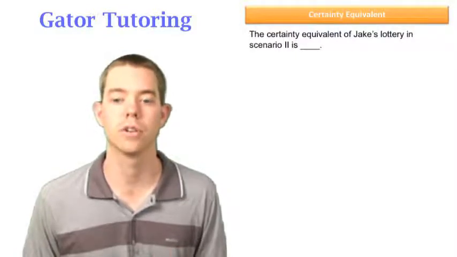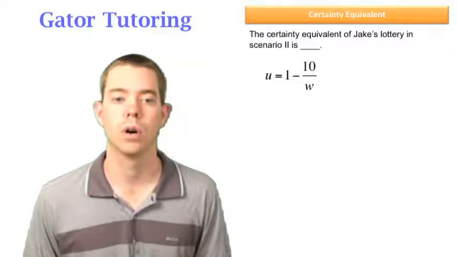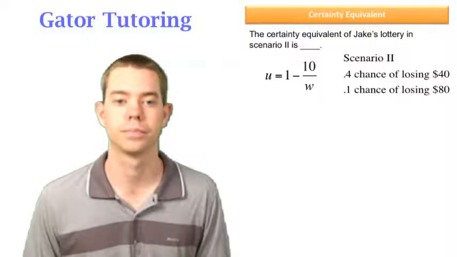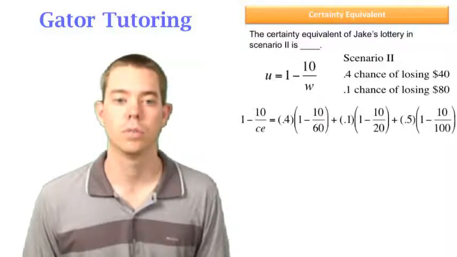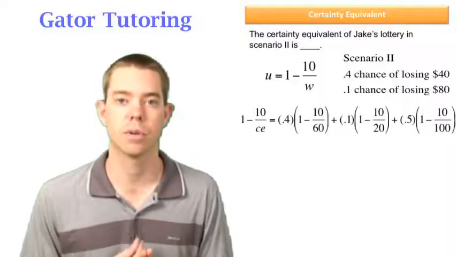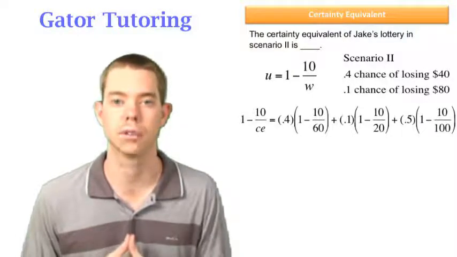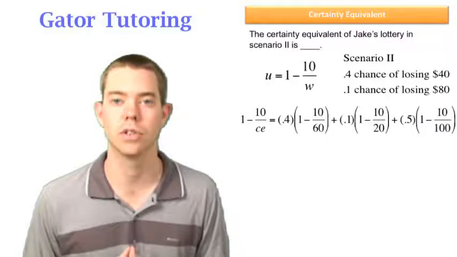The next question says, the certainty equivalent of Jake's lottery in scenario 2 is blank. So now we're looking at scenario 2's gamble. Well, his utility function is 1 minus 10 over W, and scenario 2 says there's a 40% chance of losing 40 and a 10% chance of losing 80. So that means there's a 50% chance of losing 0. Well, we can plug that in. Every state we want to plug in the utility function because the certainty equivalent is all about how he feels about this gamble. So we need to bring in the utility function.